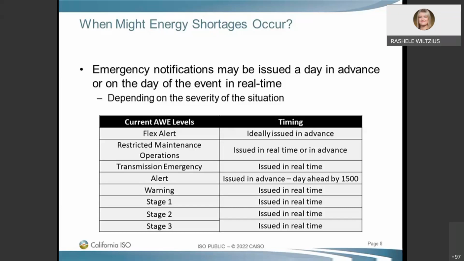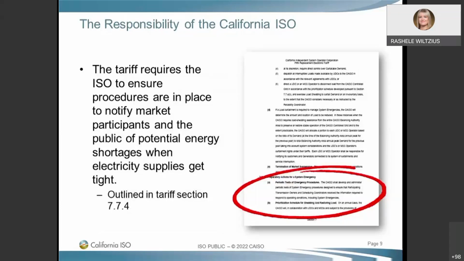So these are the current levels that you're going to see with these notifications, and we're going to talk about how they correspond to the new NERC EEA levels in just a second. But before we do that, let's talk about the responsibility of the California ISO with regards to these notifications. Our tariff, specifically tariff section 7.7.4, outlines the requirement that the ISO has to ensure that procedures are in place to notify market participants and the public of any potential energy shortage when electricity supplies get tight. So that's where the requirement for these notifications comes from. You can find the tariff on our website if you'd like to read through this section yourself, under regulatory and then under rules.